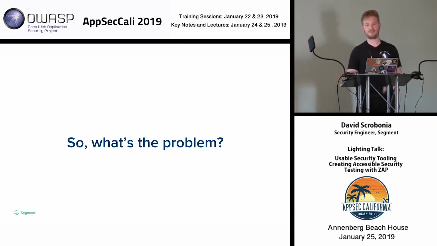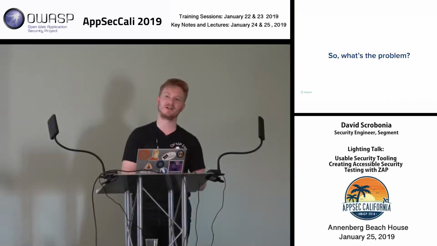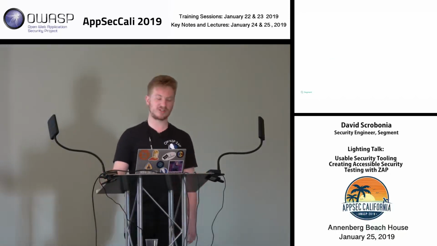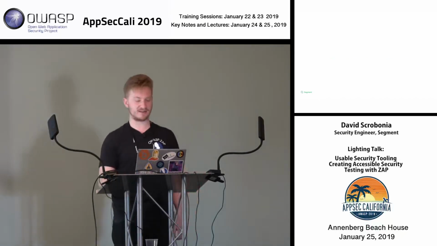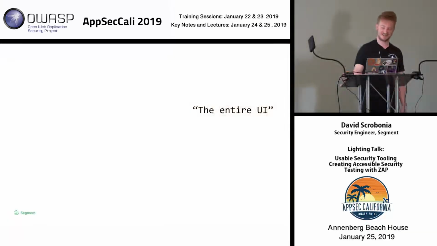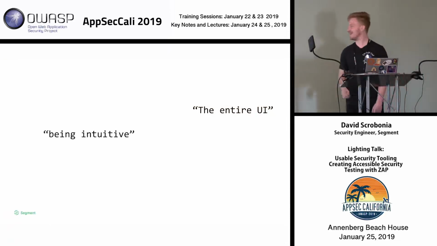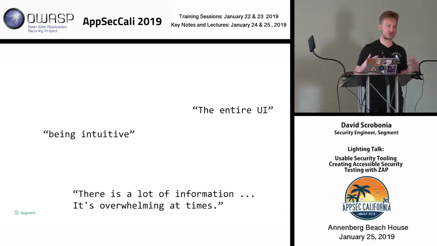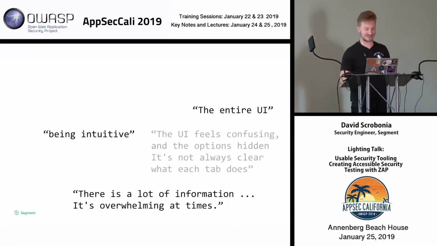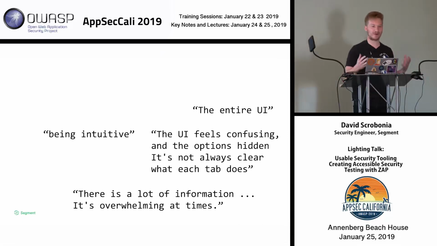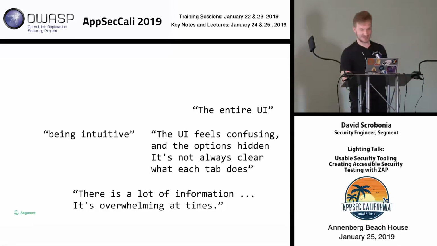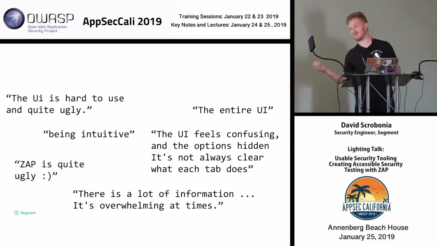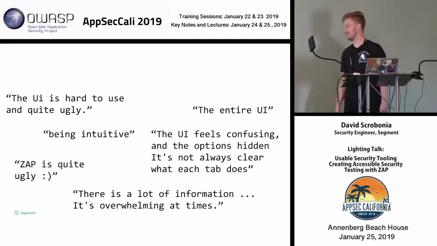So what's the problem? Well, I recently found a questionnaire we had sent out to users of ZAP a couple of years ago. One of the questions on there was, what is ZAP bad at? Yikes. ZAP is bad at being intuitive. All right, well, let's get some more details here. It's a lot of information. It's overwhelming. Okay, yeah, that makes sense. The UI feels confusing. I don't know where to find things. And some people really wanted to let us know how they felt. It's quite ugly. Or, it's quite ugly, but with a smiley face, you know, a little passive-aggressive touch in there.